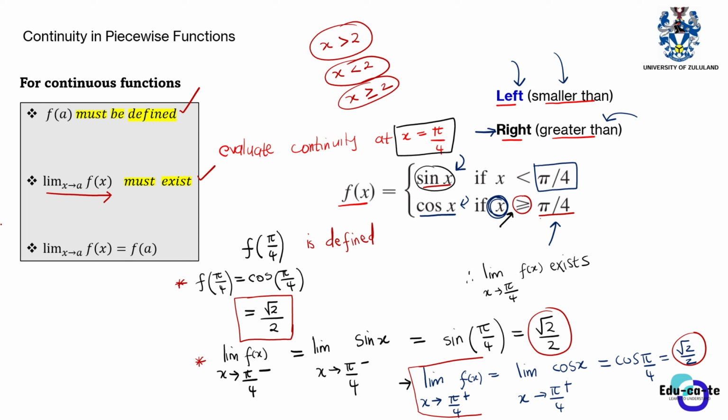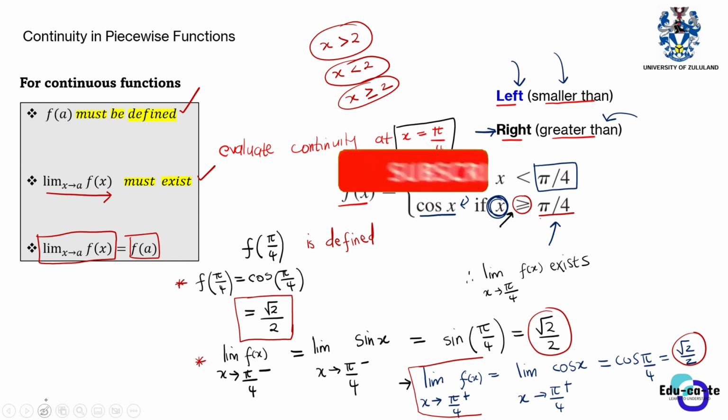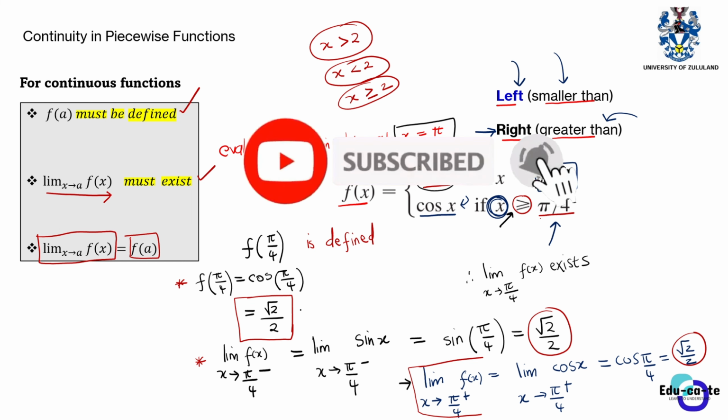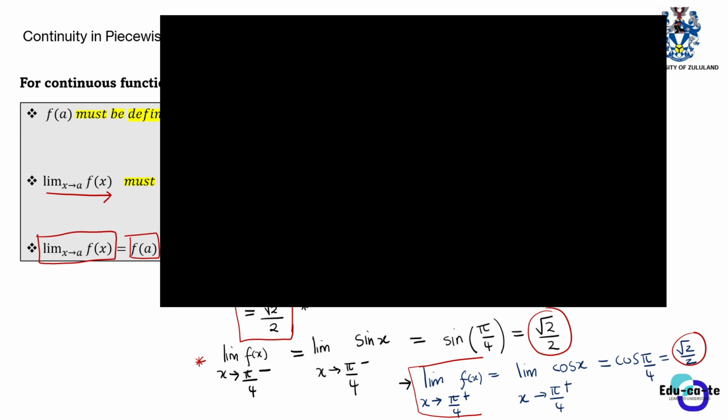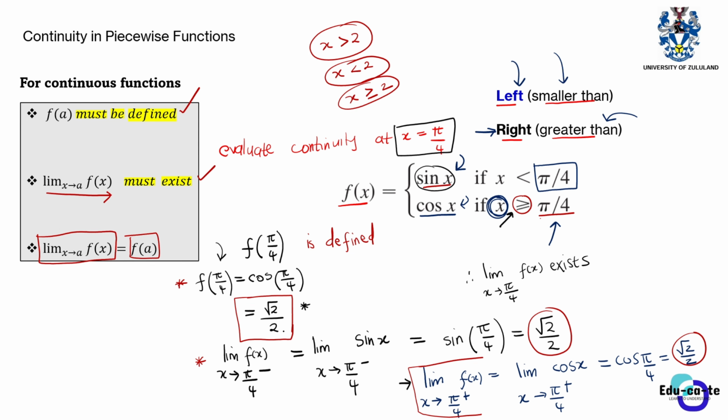What about the third condition? The third condition says that the limiting value must be equal to the function value at that particular x value. In this case, we have defined the function value here to be square root of 2 over 2. So this is the function value at pi over 4. When x is pi over 4, the value of y that we get is square root 2 over 2. And the limit that we have found to exist is also square root 2 over 2.